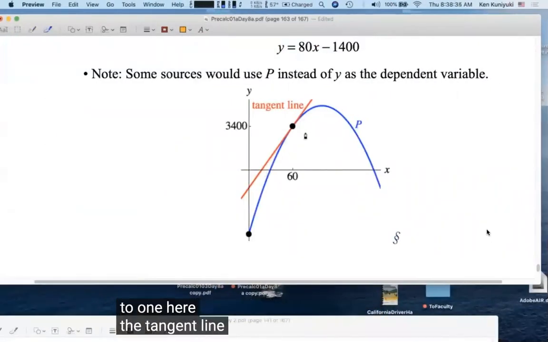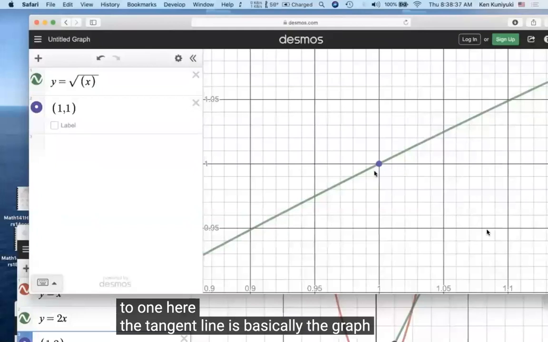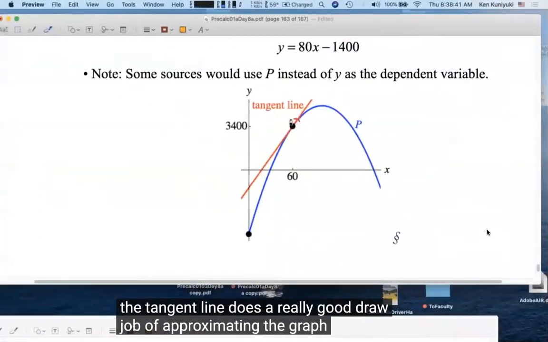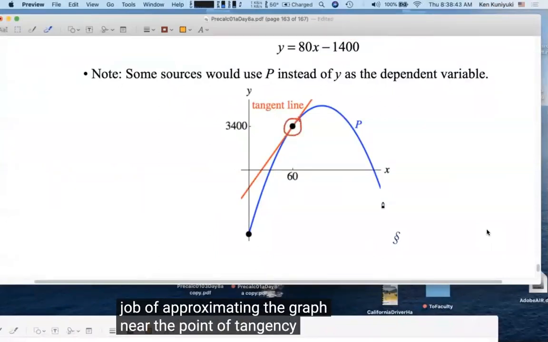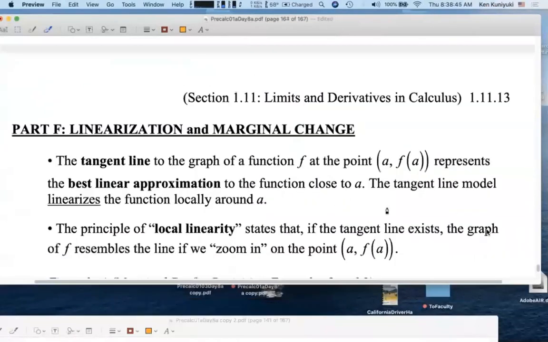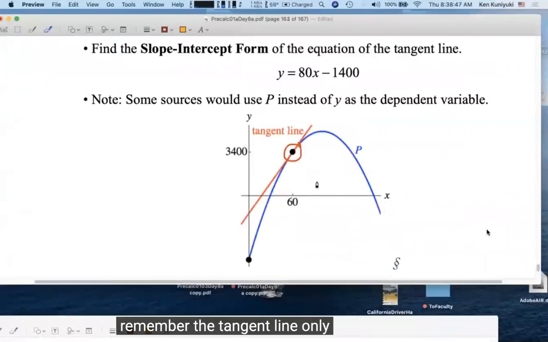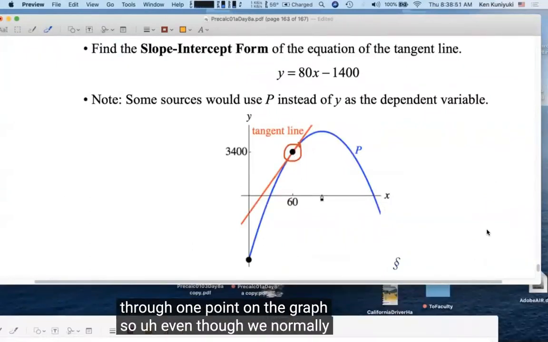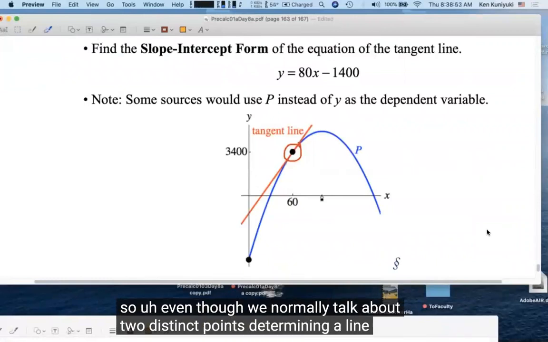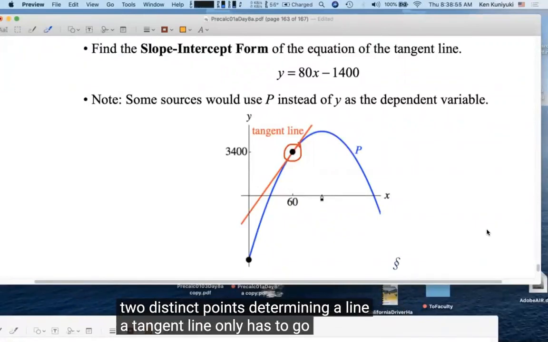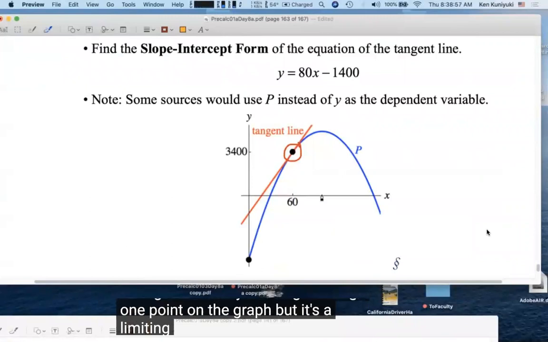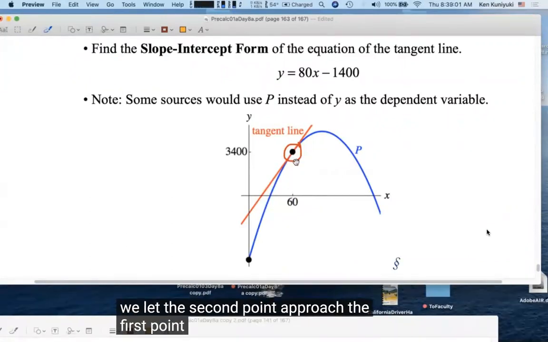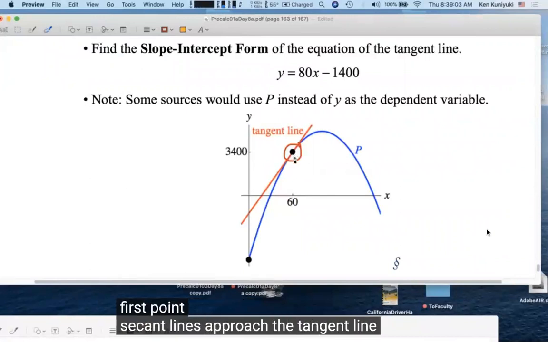The tangent line is basically the graph. The tangent line does a really good job of approximating the graph near the point of tangency. Remember, the tangent line only has to go through one point on the graph. So even though we normally talk about two distinct points determining a line, a tangent line only has to go through one point on the graph. But it's a limiting process. We let the second point approach the first point. Secant lines approach the tangent line.